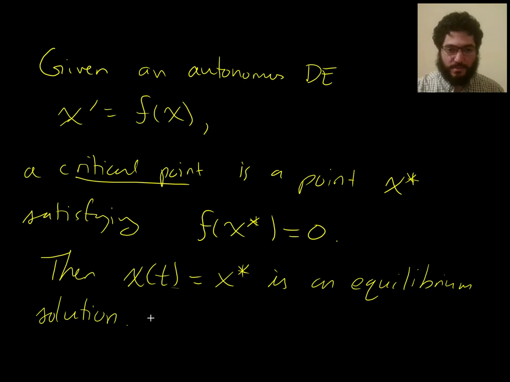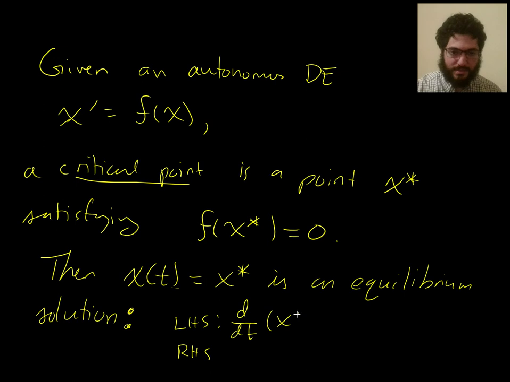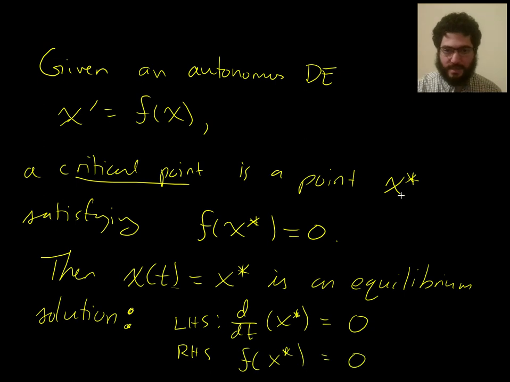So the way to be convinced of that, or to see that that's true, is plug in your critical point as a constant function into the differential equation. What's the left-hand side? And what's the right-hand side? And do they agree? So on the left side, the derivative of this constant, x star, is going to be 0. And on the right-hand side, f of x star is going to be 0 because x star is a critical point. That's what critical point means. So they agree, and it's a solution to the differential equation. So you get these equilibrium solutions. Equilibrium just meaning they don't change in time.